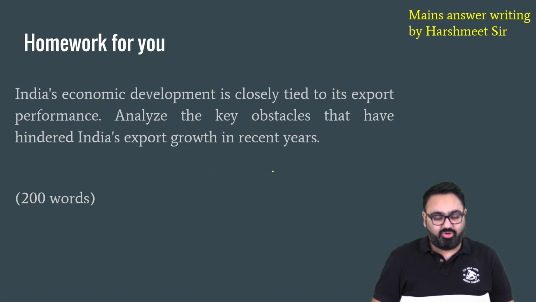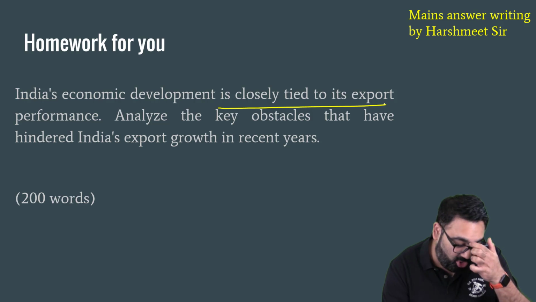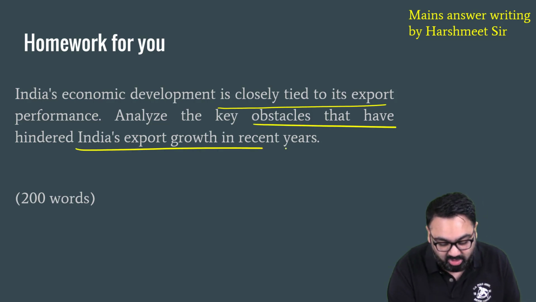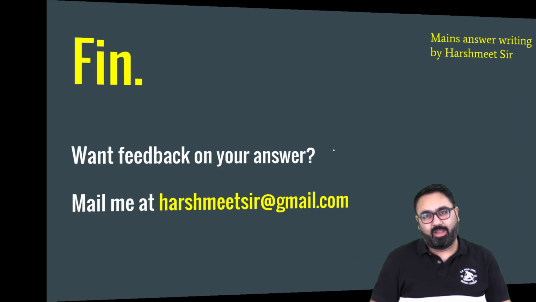Here is your homework for today. India's economic development is closely tied to its export performance. Analyze the key obstacles that have hindered India's export growth in recent years. Try and write this in about 200 words. If you want, I'll be happy to evaluate that.